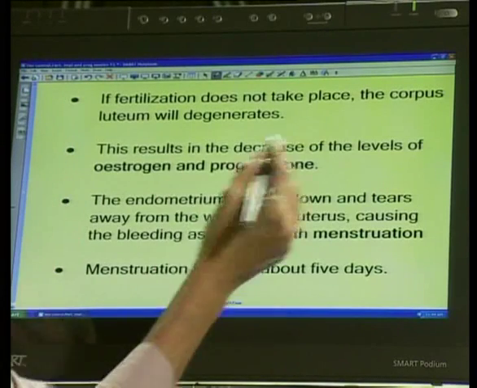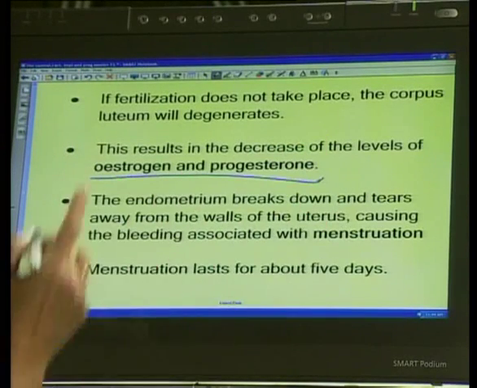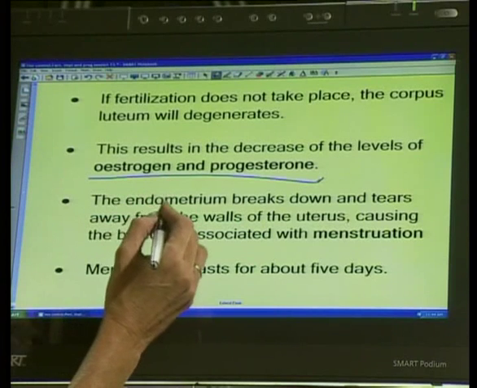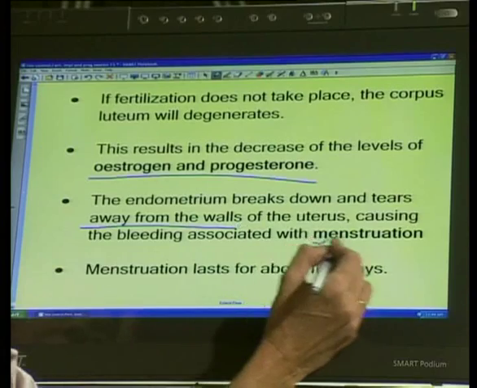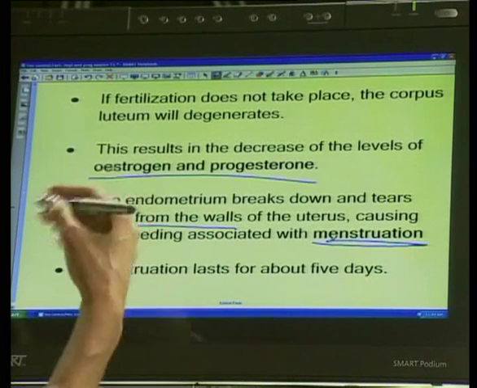All right, so the result is a decrease in the levels of estrogen and progesterone, very important, and the endometrium breaks down and tears away, and that's when we have menstruation. All right, that's the bleeding. We also call it having a period.